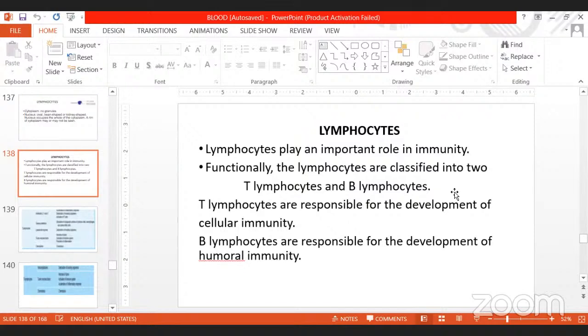Lymphocytes play a major role in immunity. So they are classified into two: B lymphocytes and T lymphocytes. T lymphocytes are responsible for the development of cellular immunity, and B lymphocytes are responsible for the development of humoral immunity.